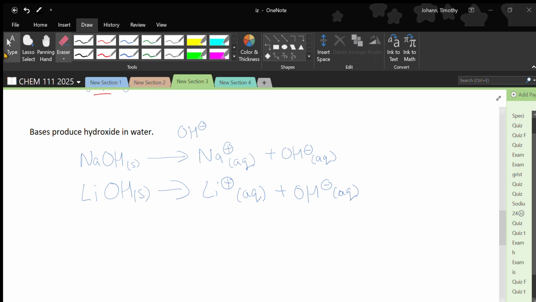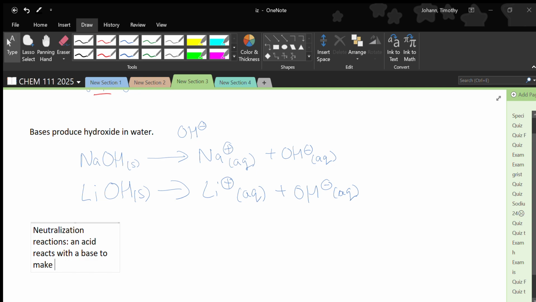So in neutralization reactions, we have an acid reacts with a base to make water and a salt. An acid reacts with a base to make water and a salt. And when we say salt, I mean an ionic compound.